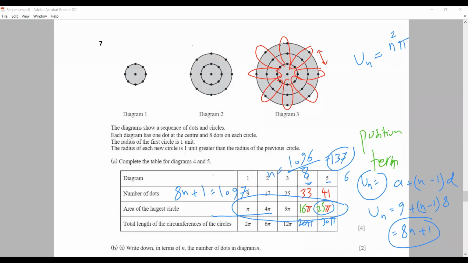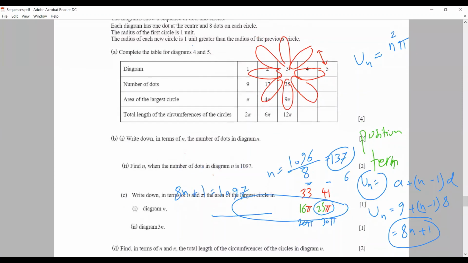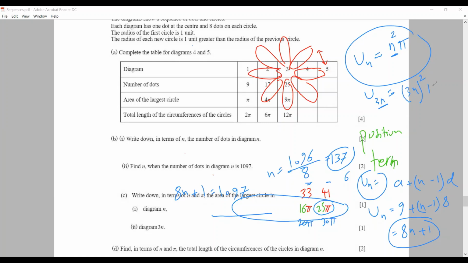Okay, moving on. What did they say? For diagram n it is this, and for u sub 3n, basically instead of n, you just substitute 3n. So 3n, the whole thing is squared. So that's the tricky part. Don't forget pi and 3n raised to the power of 2. So that would be 9n squared and then pi. So that's the answer for the second part.